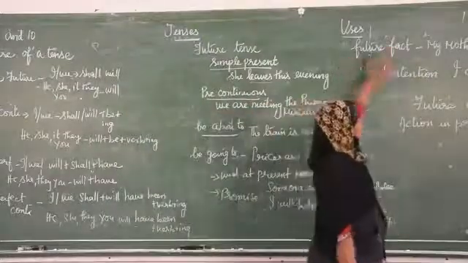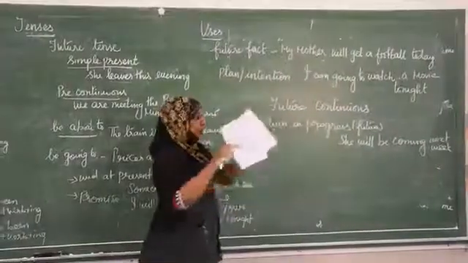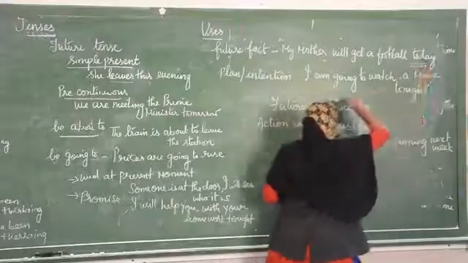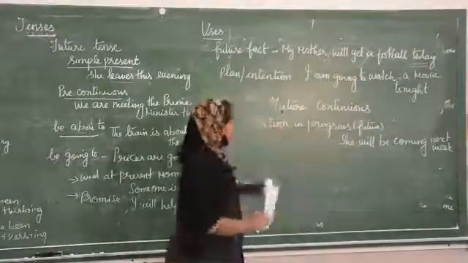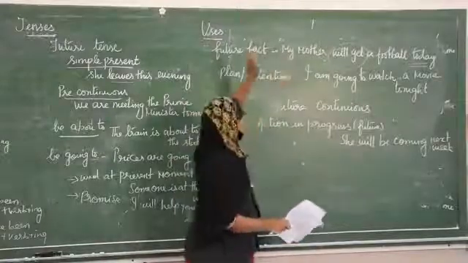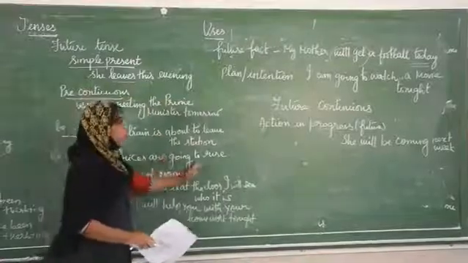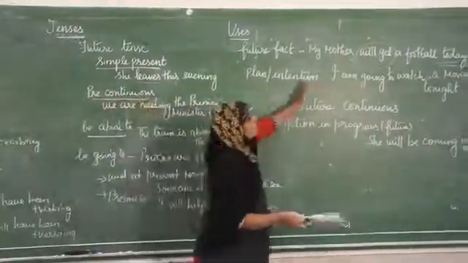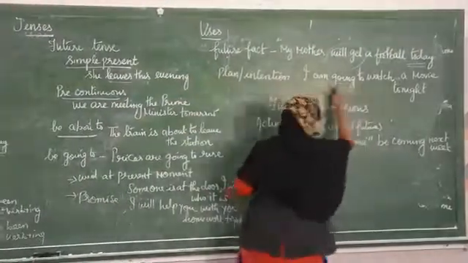Future fact: my mother will get a football today. Today means we don't have an exact time. Today it is in present, the time is at present, but what we are using here is will get. That means she is going to get it. Then plan or intention, as I told you: prices are going to rise. That means you have decided already, it's planned. So, I am going to watch a movie tonight.